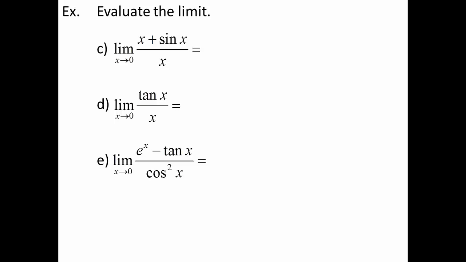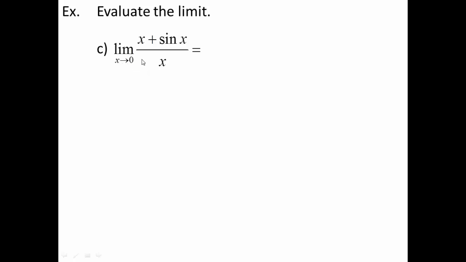So we've got the easy ones. How about the not as easy ones? Go ahead and give these a try. Hit play when you're ready. All right, looking at the first one, limit as x approaches 0 of x plus sine of x over x. If I plug in 0, I get 0 over 0, indeterminate. Now I notice right here, sine of x over x, that's the shortcut right there. That's the limit. It has to equal 1.